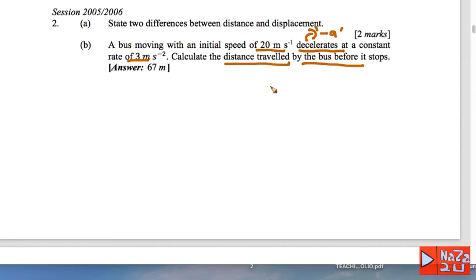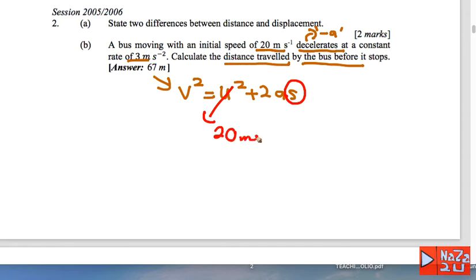So because you have the values of u and the acceleration, you can choose the equation v squared equals u squared plus 2as, because the question asks you to calculate the distance traveled before the bus stops. You have the initial velocity 20 meters per second, and you must use negative 3 meters per second squared for the acceleration because it decelerates, so make sure you use negative 3 here.